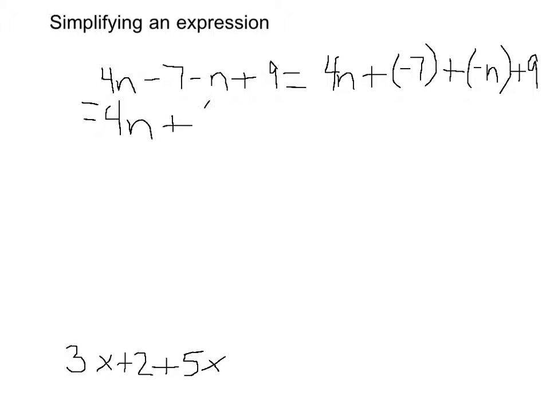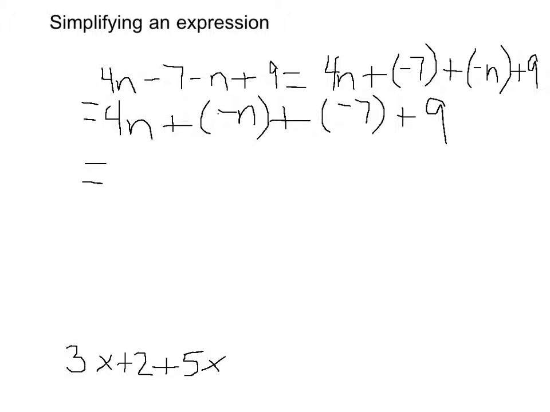That would look something like this: 4n plus negative n plus negative 7 plus 9, okay? And the reason I do that is because when I'm going on to my next step, I can see that I can work with these two now because they're both coefficients. I can work with these two because they're both constant terms, okay? I can't subtract a coefficient from a constant term because they don't match up. So next what I'm going to do is try and solve this problem.